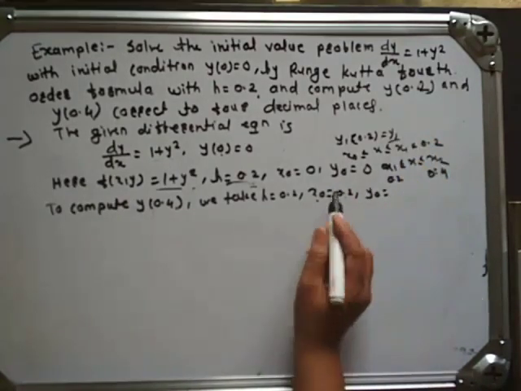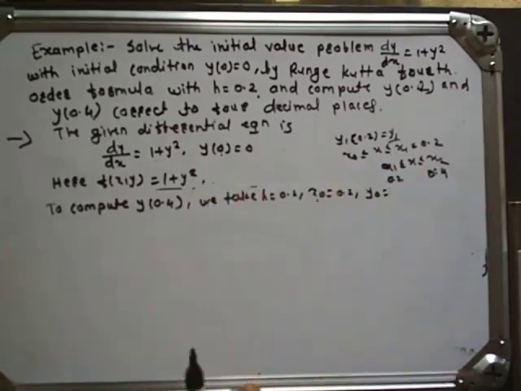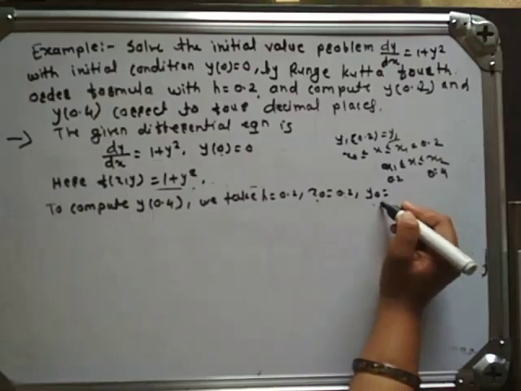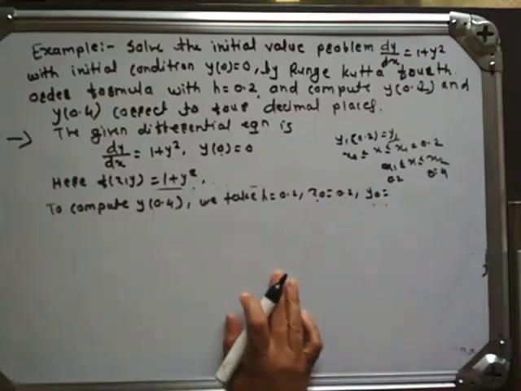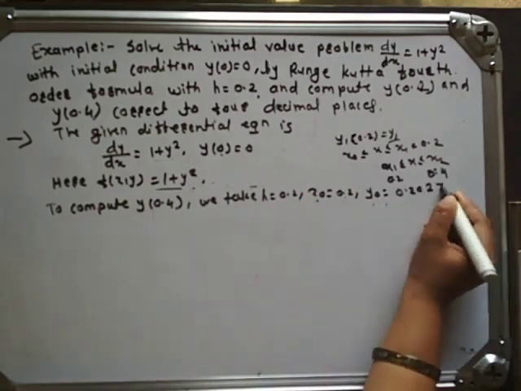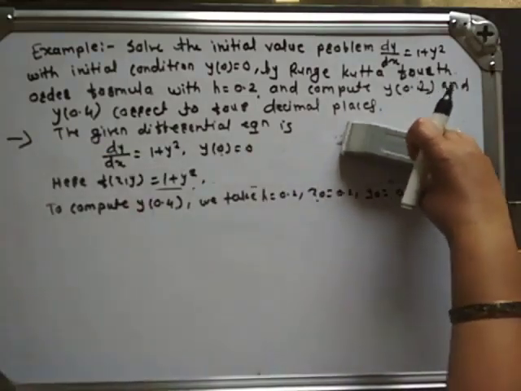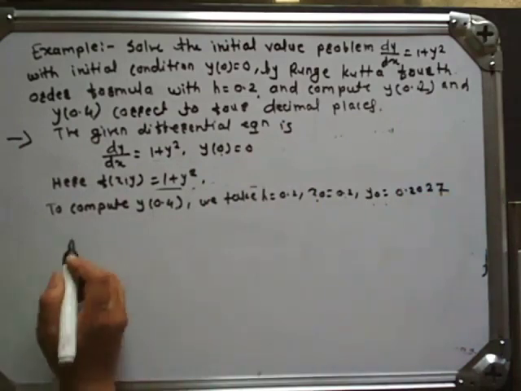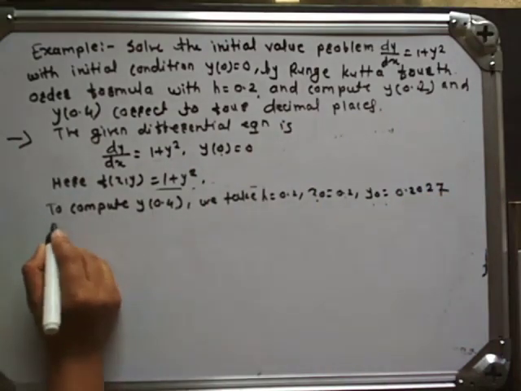So y0 is here, don't think about this. For this case y0 is nothing but y1, and the value of y1 is 0.2027. Okay. I hope all of you understand this.